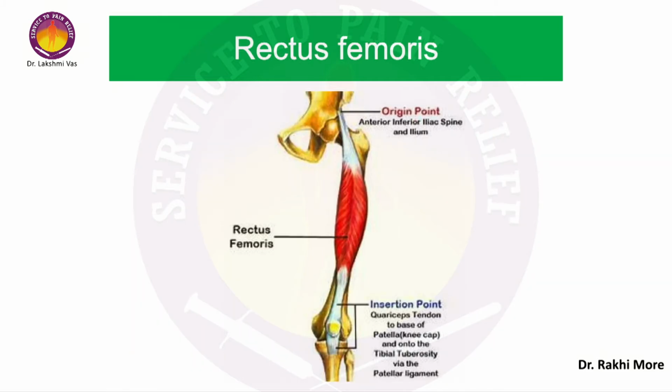So we've seen the sartorius. The next muscle is the first in the group of the quadriceps femoris, that is the rectus femoris. Now this muscle takes origin from the hip bone. So both its heads are taking origin from the hip bone, unlike the other 3 muscles of the quadriceps femoris, which take origin from the femur itself. So this is the muscle which acts on the hip joint also and the knee joint also. Flexor of the hip joint and extensor of the knee joint.